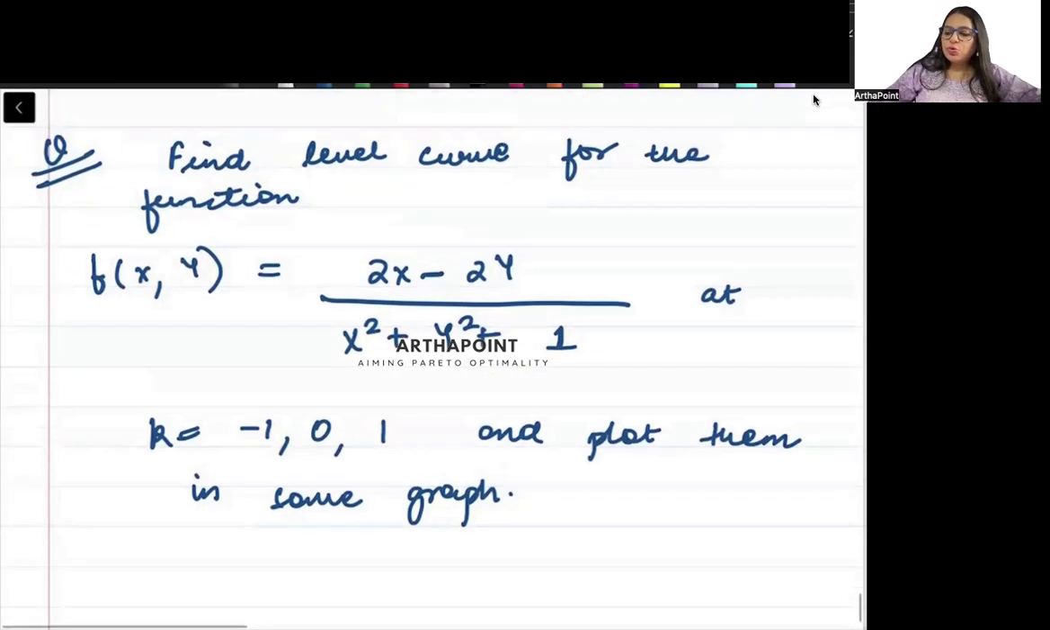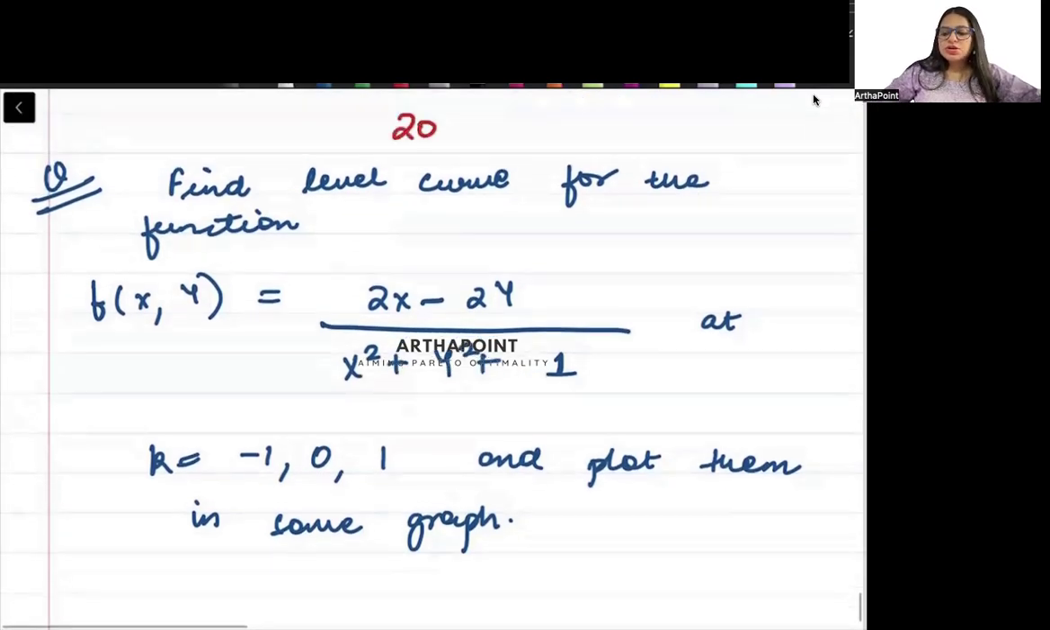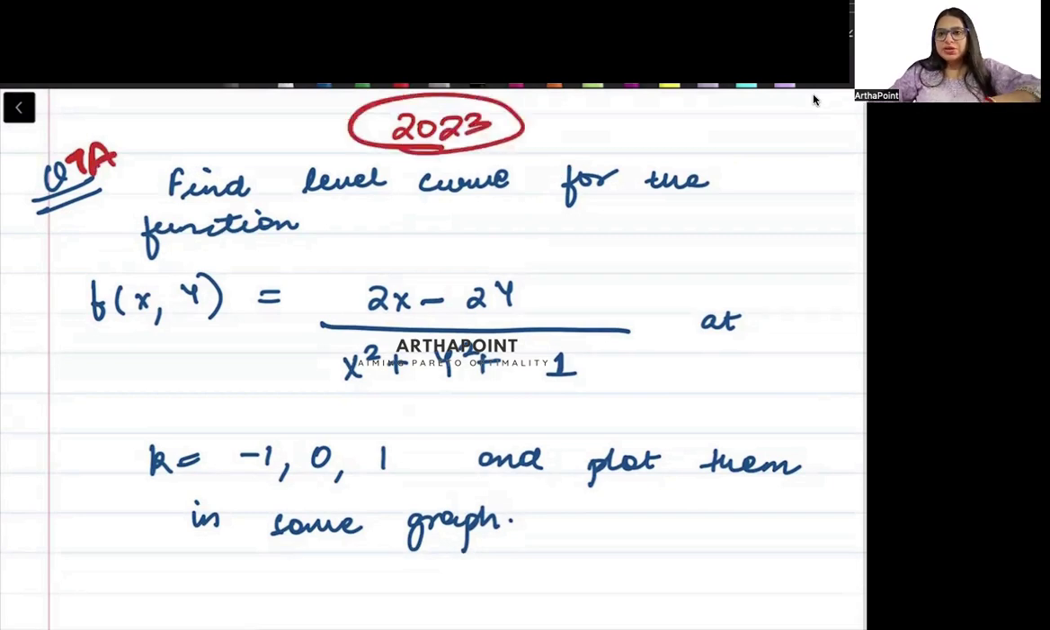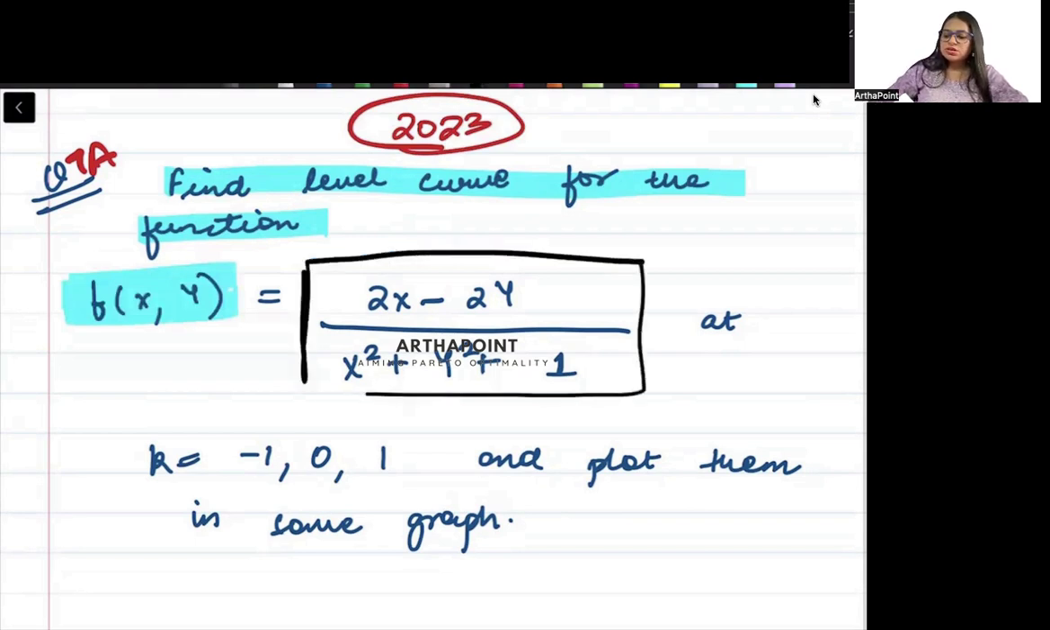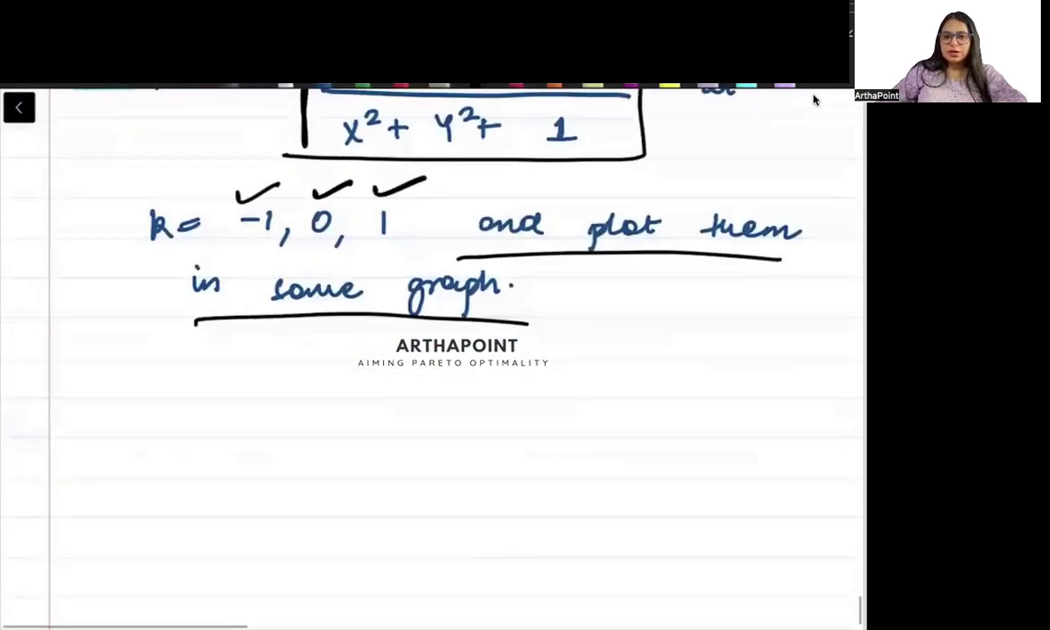Beta, now I'm going to take question number 7A of the 2023 paper. Try to read the question, what it is saying. It says, find the level curve for the following function. You are given this function here, and you need to find the level curve for three values of k. K is equal to -1, 0, and 1. And you need to plot them in the same graph, right?